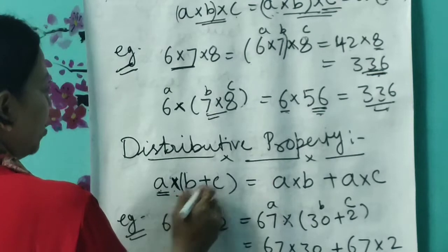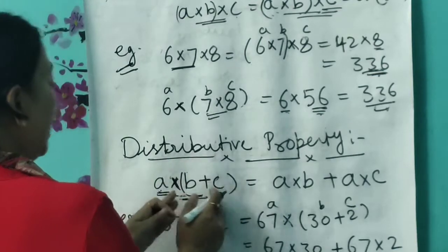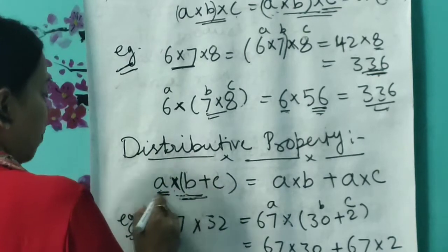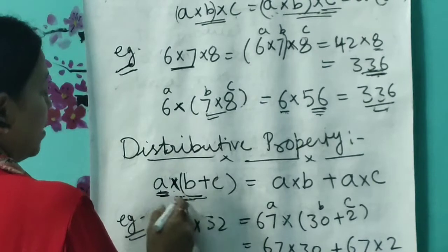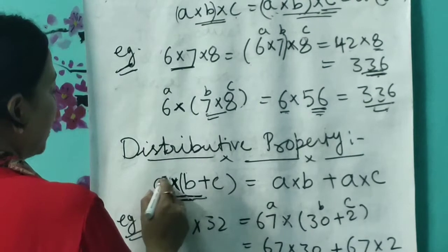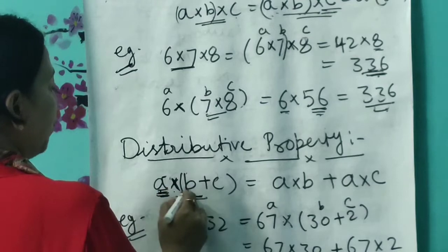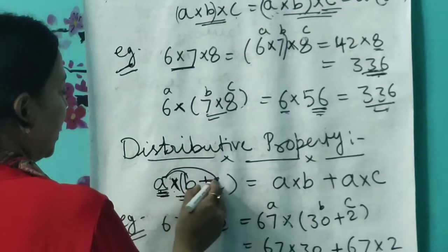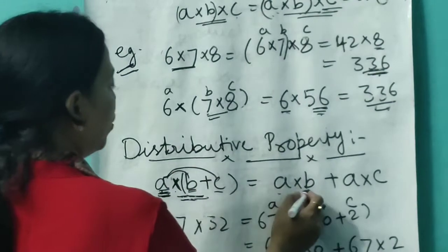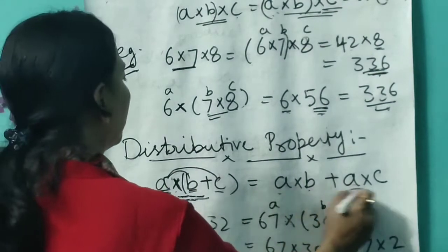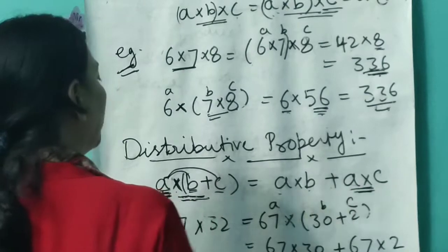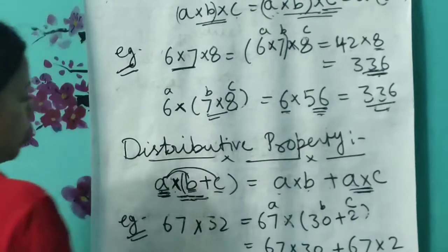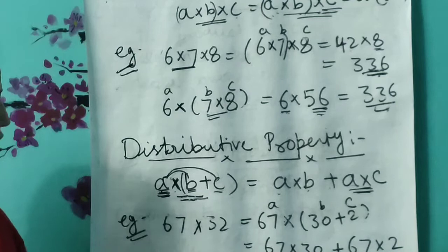Means one way is that you can add first B plus C and then you can multiply it with A. But in some cases it is easier when you distribute this A on both the numbers: A multiplied with B and then plus A multiplied with C. So A into B plus A into C. This is known as distributive property. So now let us do one example of distributive property.